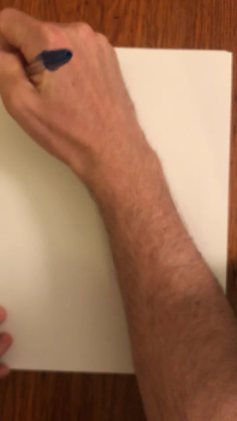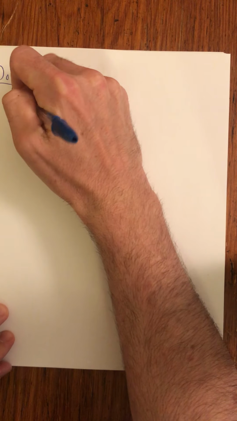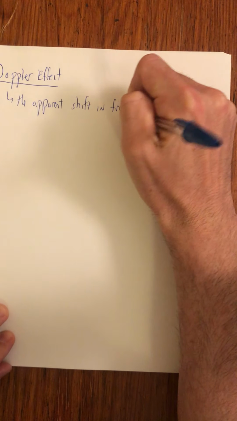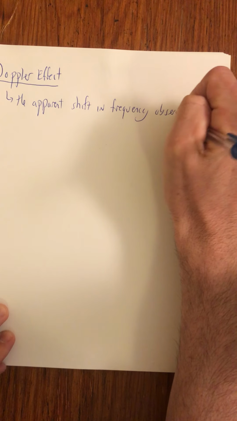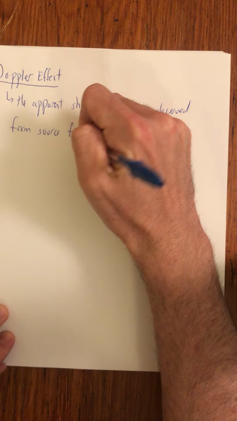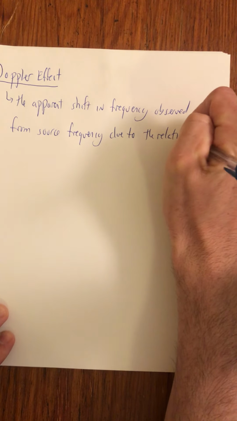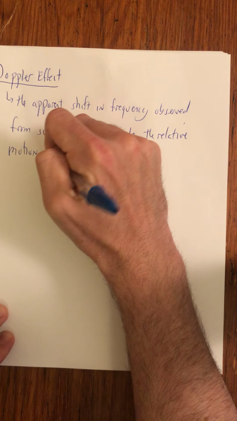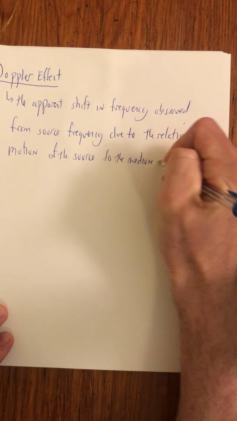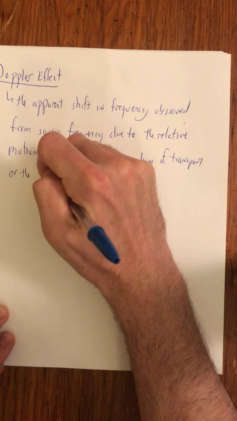Some notes about the Doppler effect. So this is the apparent shift in frequency observed from source frequency due to the relative motion of the source to the medium of transport or the observer to the medium of transport.